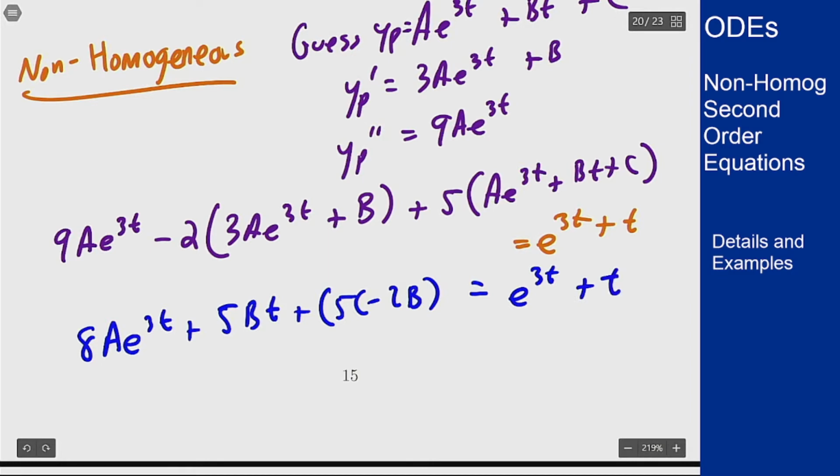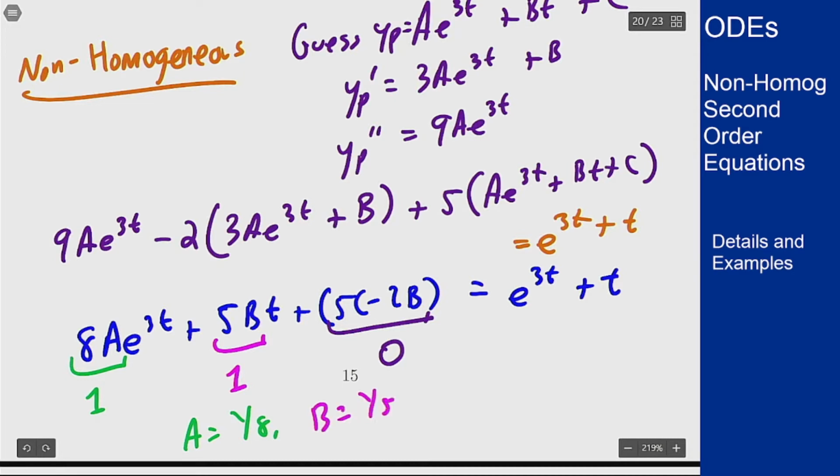This means I want this coefficient to be 1, this coefficient to be 1, and this coefficient to be 0. What I get from that is that a should be 1/8, b should be 1/5, and then c, whatever it has to be to make that work out. So 5c minus 2/5 equals 0. So c is going to be 2 over 25.